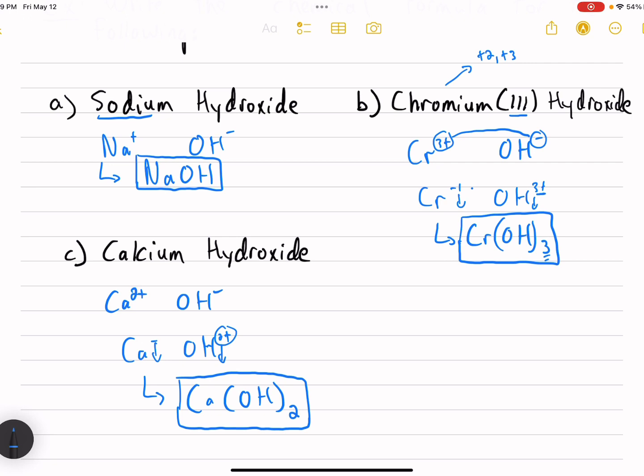And so hopefully you can see that when you're writing the chemical formula for strong bases, it's really just a recycling of the rules for any other ionic compound. And that's because they are ionic compounds. They're just a specific type of ionic compounds.